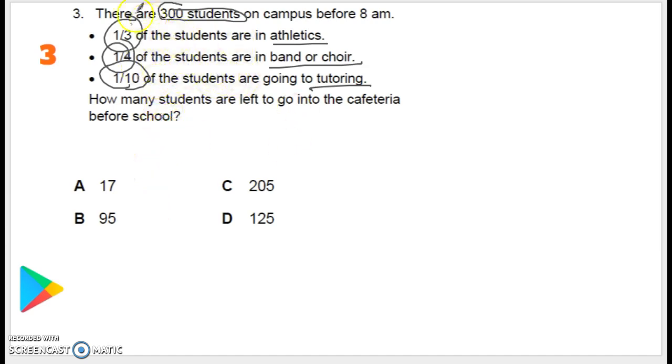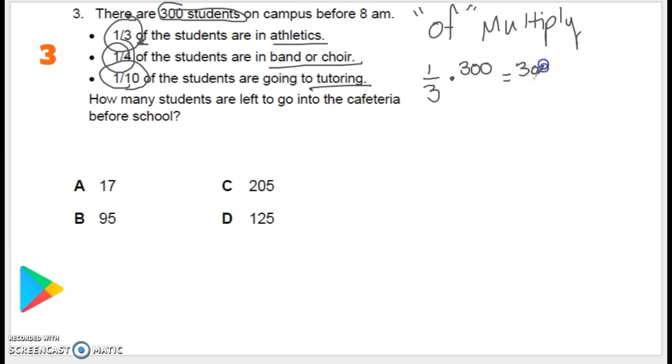When we're working with fractions, of means multiply. Of means multiply. So we're going to take our fraction and multiply by our total. So that's going to give us 300 over 3, or 100 students that go into athletics.